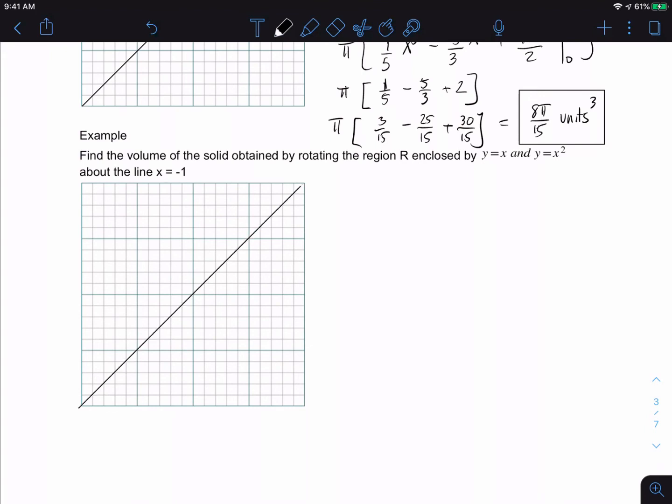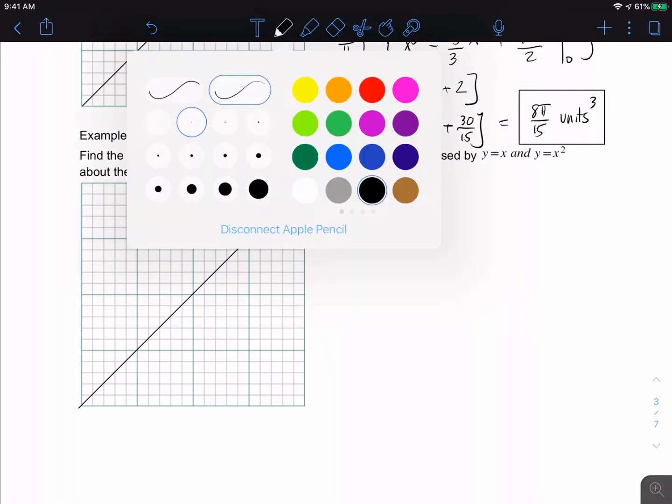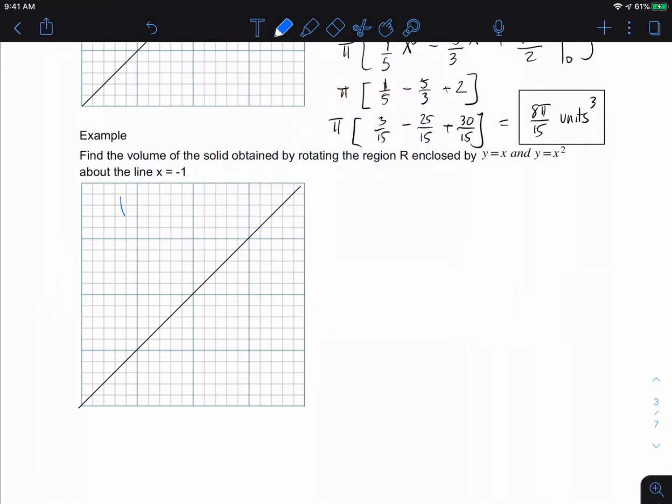Okay, so there's my y equals x. There is my y equals x squared. But now it's telling me that my axis of rotation is at x equals negative 1. So, please tell me, what is my cross-sectional slice?